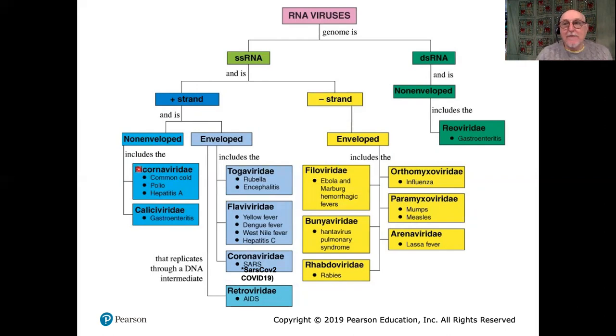Picornavirus tends to be a rather small virus. Many of them cause the common cold. There are several which will cause symptoms of the common cold. One very, very important one in human beings is polio. Poliomyelitis, the paralytic disease, usually of childhood, not exclusively, but usually of childhood, and it can affect all primates.